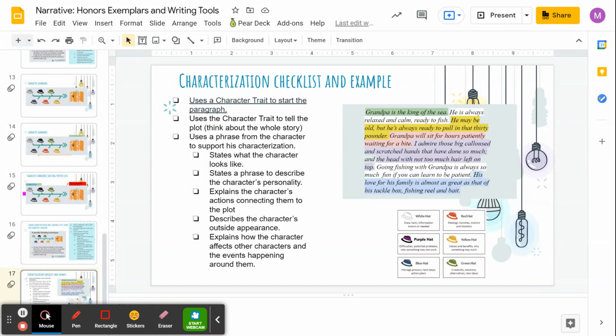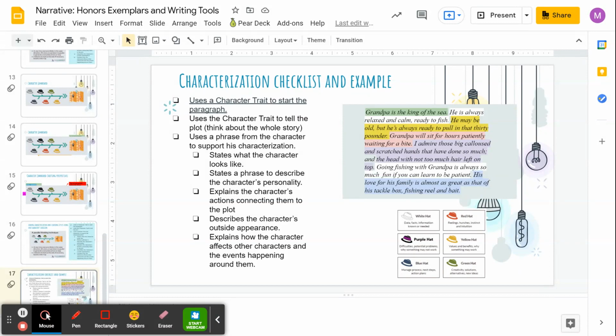Lastly, we have a blue hat, or we have a sentence that connects and shows the process of fishing. His love for his family is almost as great as that of his tackle box, fishing reel, and bait. So notice how that gives a process, the next steps, and then you could write your next paragraph and your next paragraph, which is the climax, about going fishing with Grandpa.